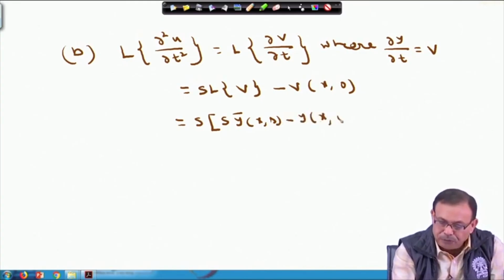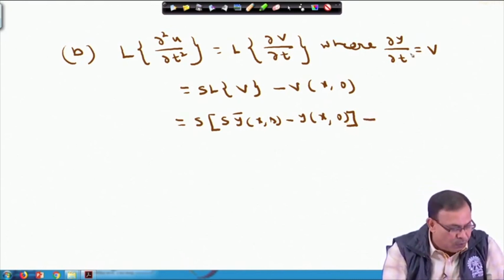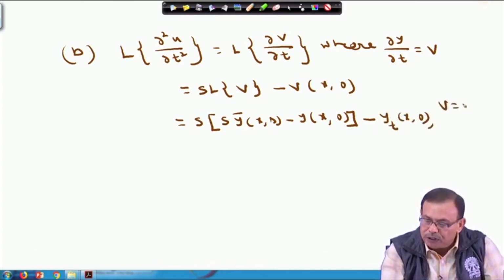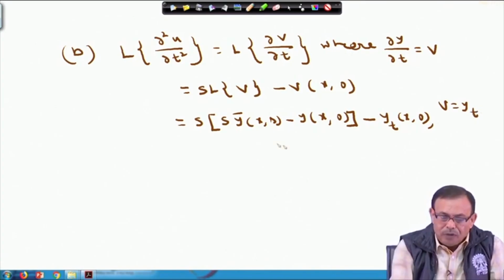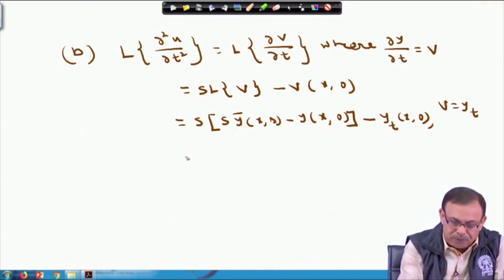Again you can put the value here, so that s y bar(x, s) minus y(x, 0), minus v(x, 0), where v is nothing but y_t. So, we can write y_t(x, 0). So, your v is nothing but y_t. Basically your v was ∂y/∂t. So, Laplace transform of ∂y/∂t, again you are using the earlier formula and you are obtaining it.